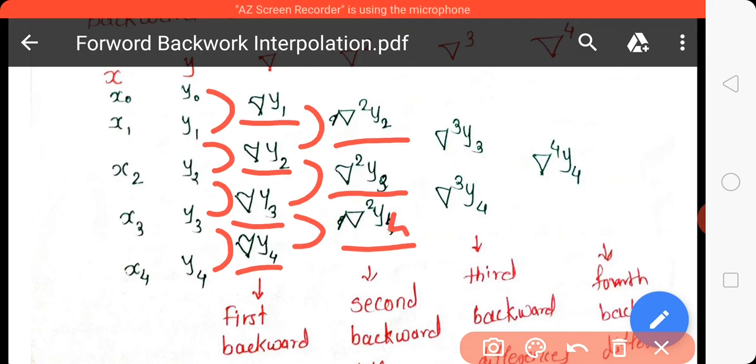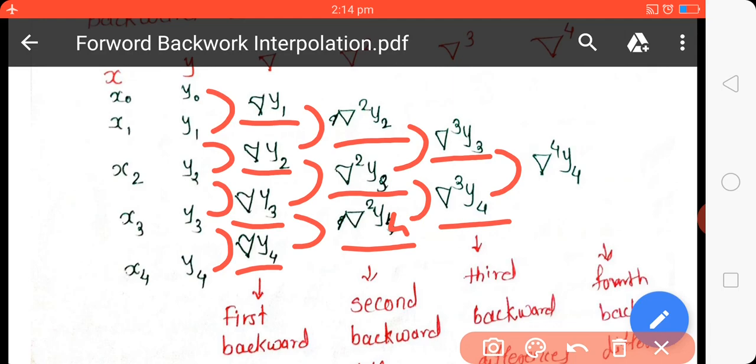Now we can calculate the third backward differences. For this, we take del square y3 minus del square y2. This gives del cube y3. We calculate del square y4 minus del square y3. This gives del cube y4. These are the third backward differences. Now we calculate the fourth. If we take the difference del cube y4 minus del cube y3, this gives del raised to 4 y4. These are the fourth backward differences. In this way, we calculate the backward difference values.